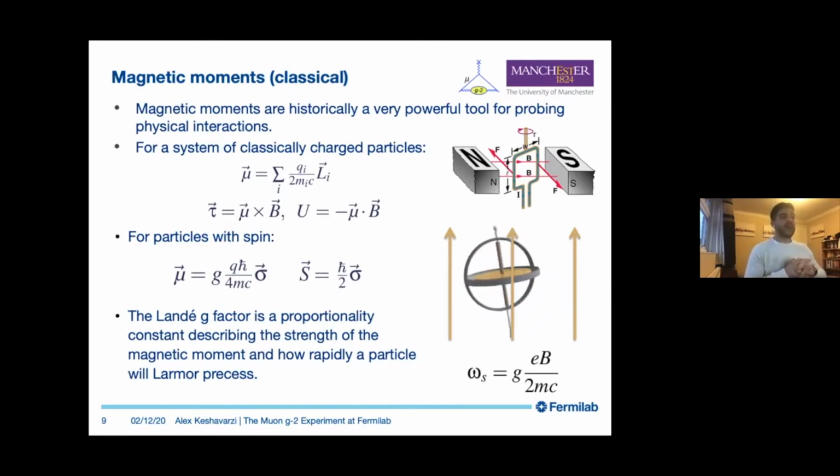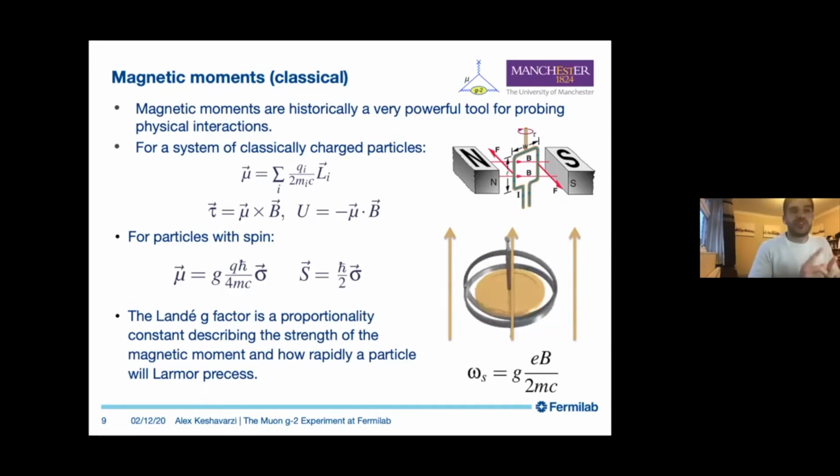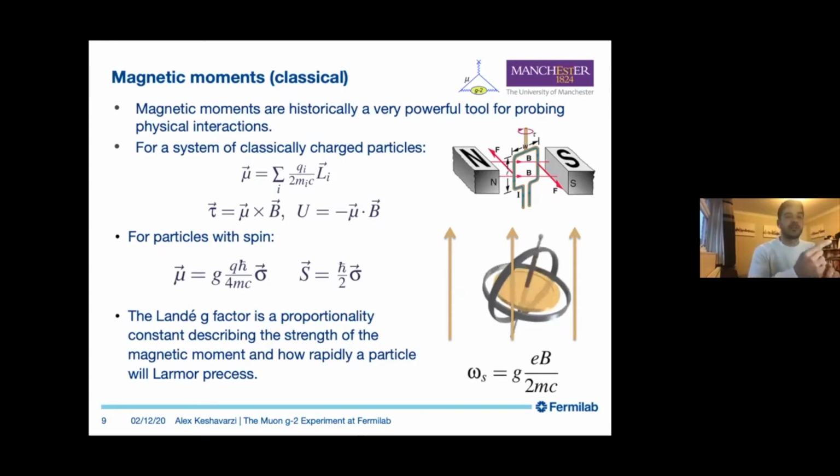That is to say, it's the strength of how much the magnetic moment will cause the particle to precess around its spin vector. So when you have a particle that has a spin vector in a magnetic field, as you can see on the right here in this diagram, the particle will precess around its spin vector. And that g factor, the gyromagnetic ratio, gives you the strength of that proportionality constant. Okay, and then you can see here in the bottom right hand corner you have the spin frequency, omega s, which is then dependent on that gyromagnetic ratio as well. So that's in a classical example.